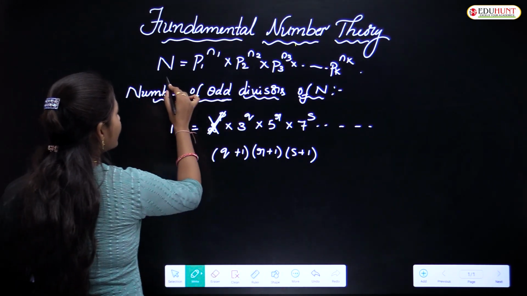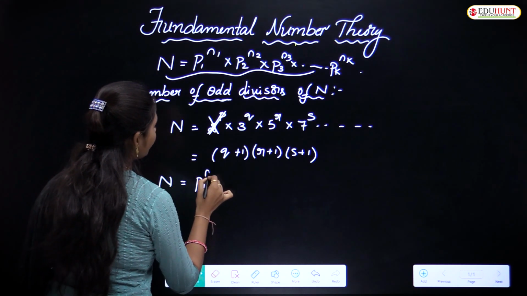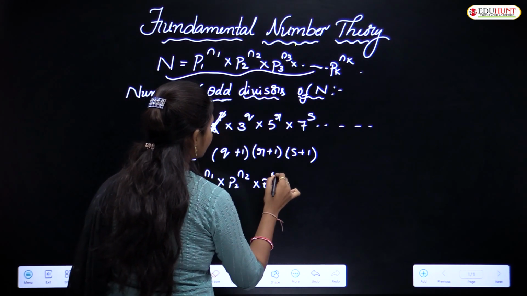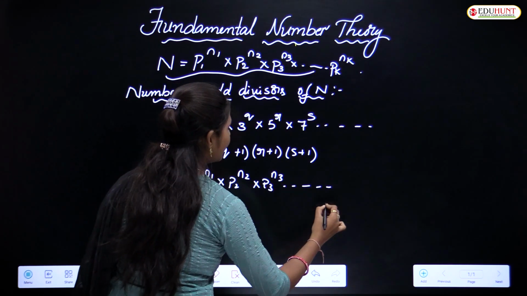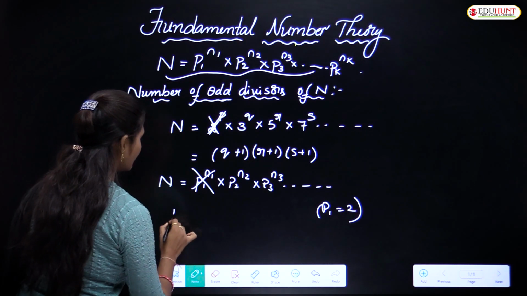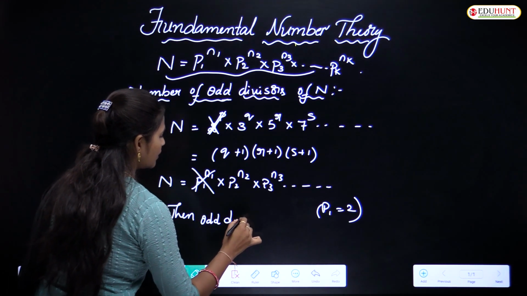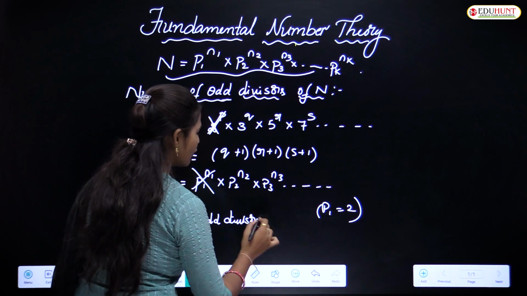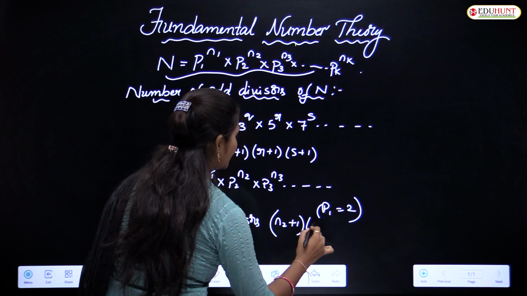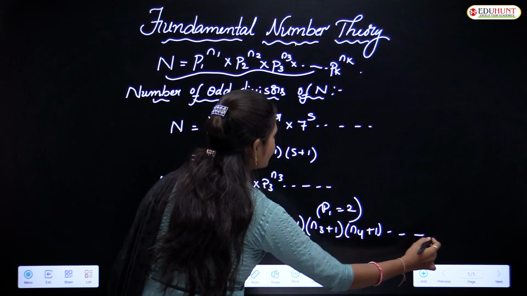Okay, so if you take this formula, here n is equal to p1 power n1 into p2 power n2 into p3 power n3 and so on. Here p1 is equal to 2, then the number of odd divisors formula is (n2 plus 1) into (n3 plus 1) into (n4 plus 1) and so on.